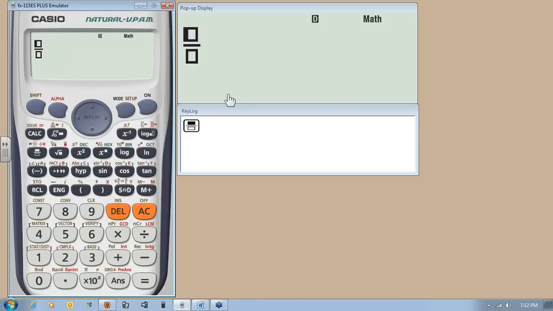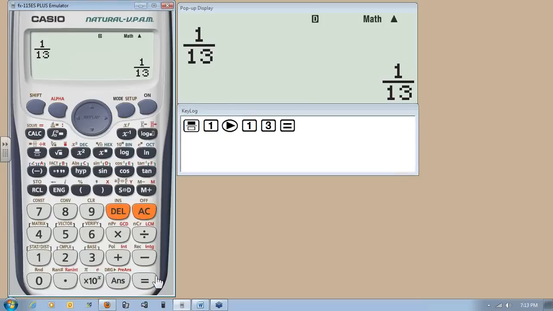So here's a fraction. It looks just like a fraction, so you can just fill in the template. We've got 1. I'll toggle over, or I could have toggled down to 1 over 13. And you press equals, which operates similar to execute in some of our other calculators. The equals key just spits the answer right back out.